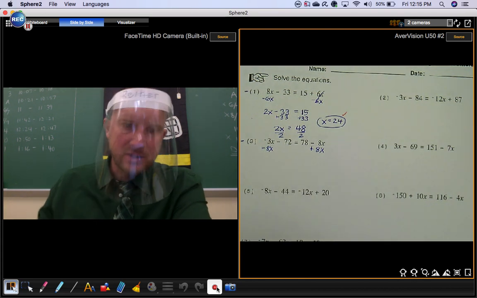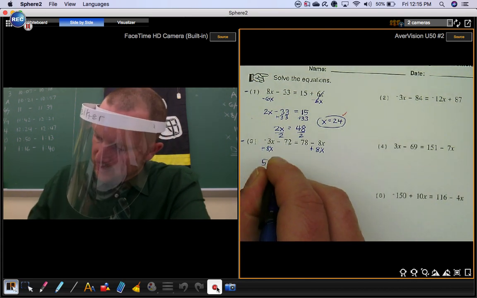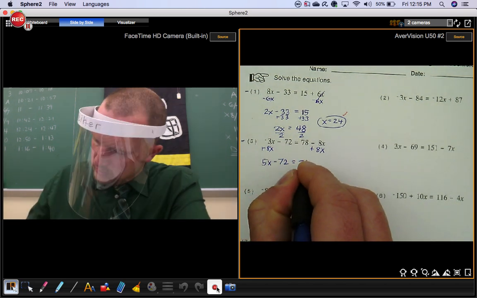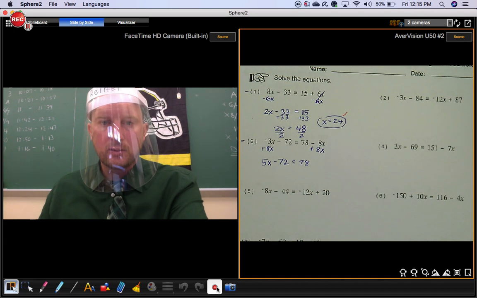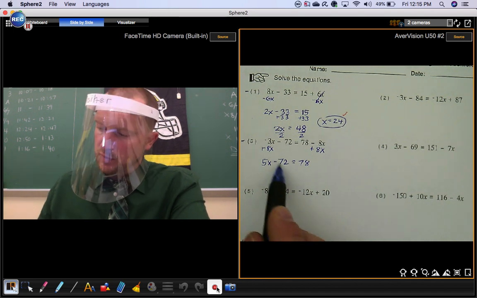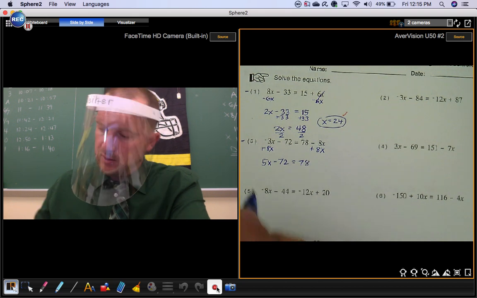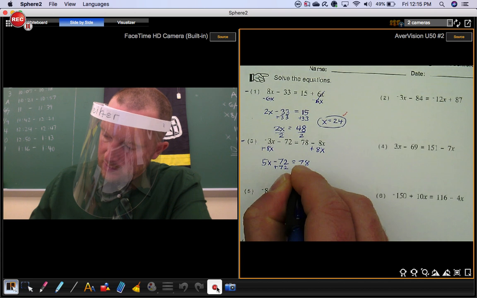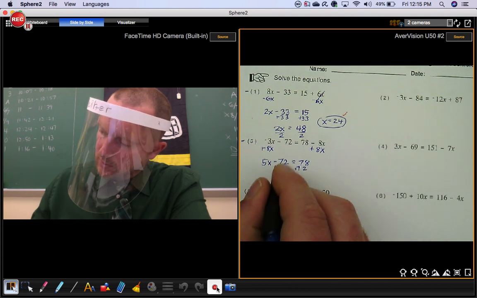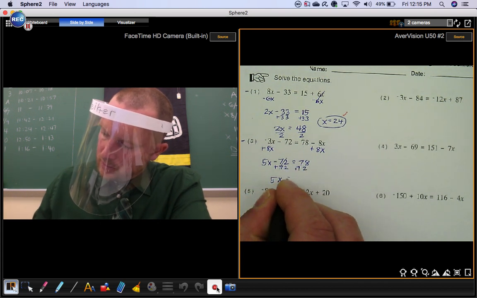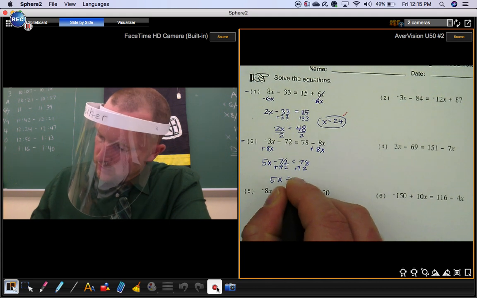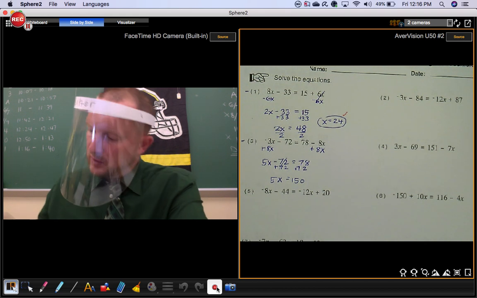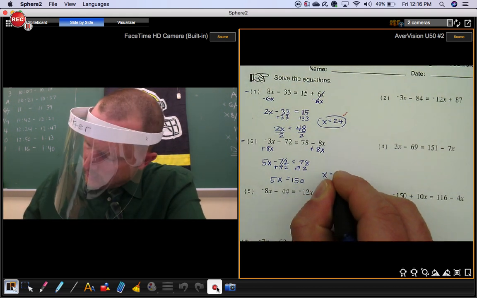So if we add 8x to both sides, we're going to get a positive 5x minus 72, and that's going to equal 78. Now we'll move the term that doesn't have the x to the right. Since it's a minus 72, we're going to add 72. So 5x equals 150. So x is 30.